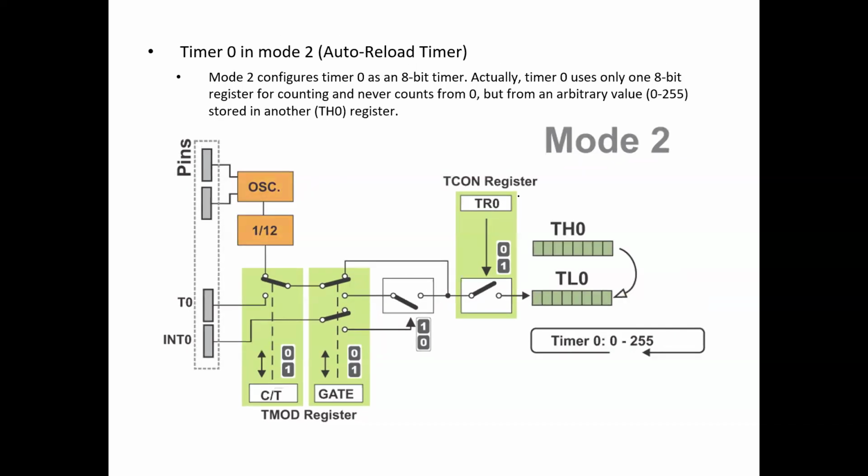Next, the auto reloaded timer, that means mode 2. Mode 2 configures timer 0 as an 8-bit timer. Timer 0 uses only one 8-bit register for counting and never counts from 0, but from an arbitrary value 0 to 255 stored in the other register, TH0. That means it will count first, and after that it will reload from the other register, like that it will happen.